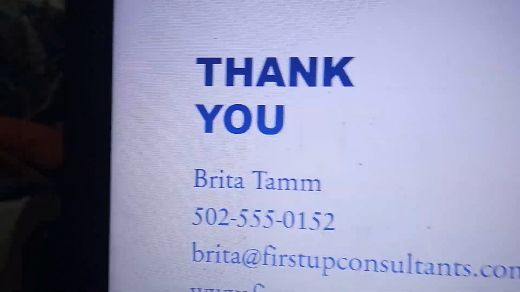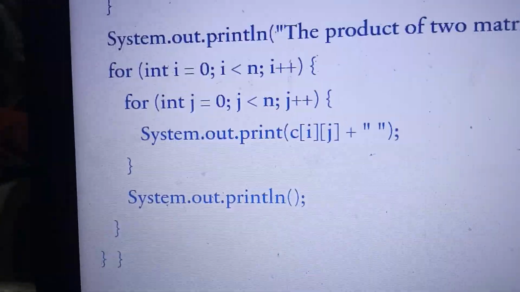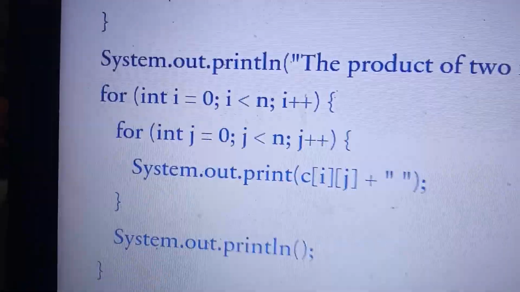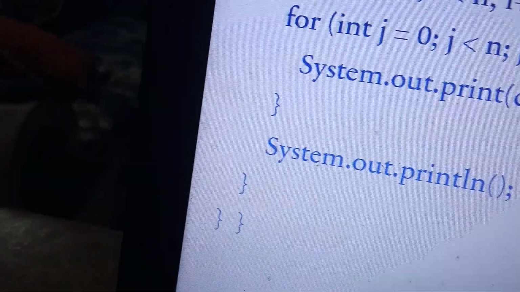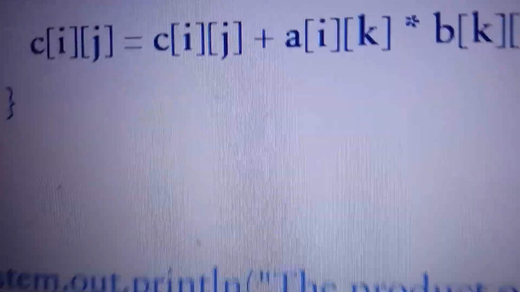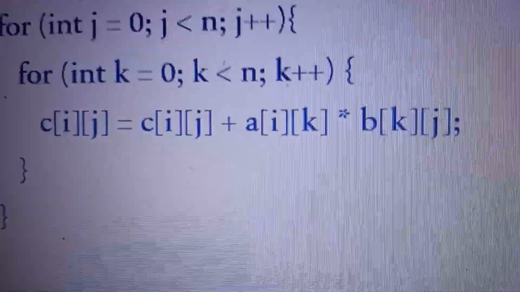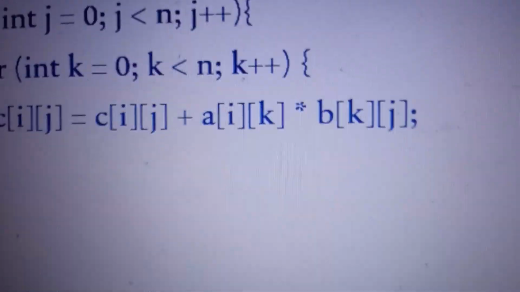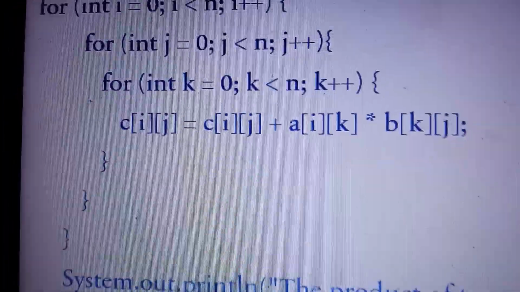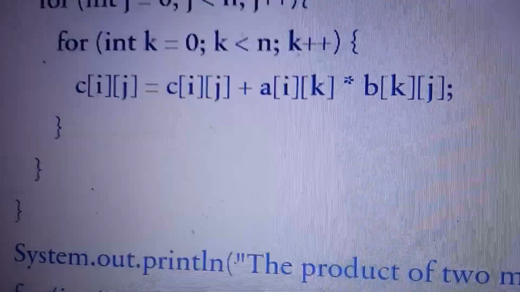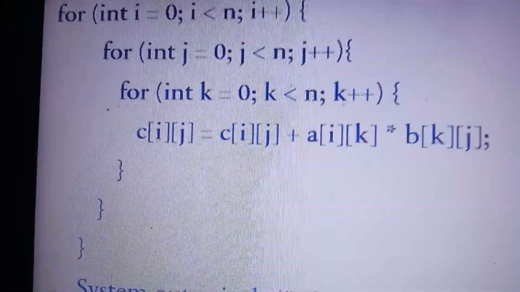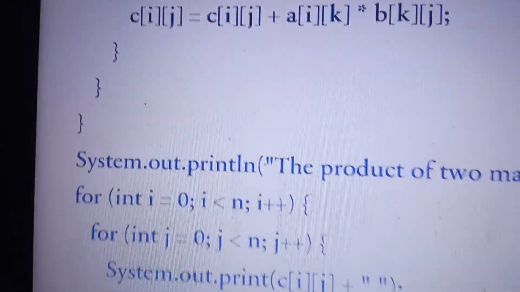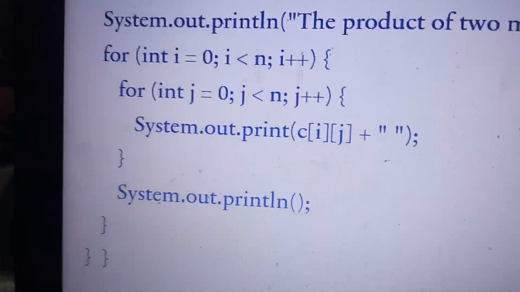Then matrix multiplication, you already know the syntax. Simply you write like this. Yeah, please observe: C of i j equal to C of i j plus A of i k into B of k j. So this is the major logic for the multiplication of the two matrices. Finally we will get the values.